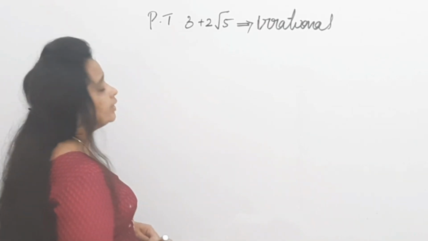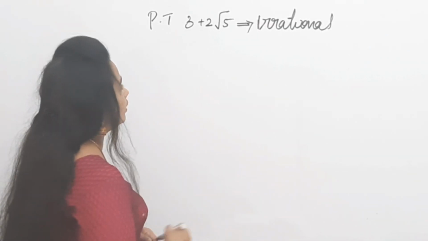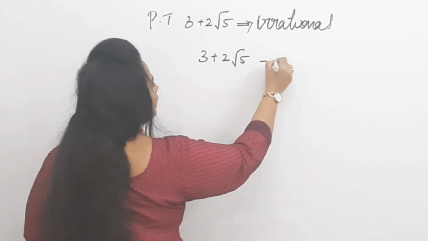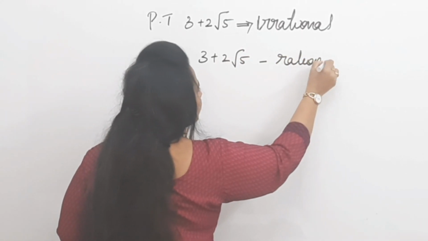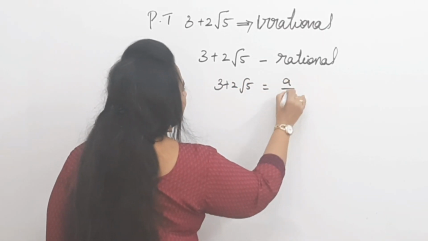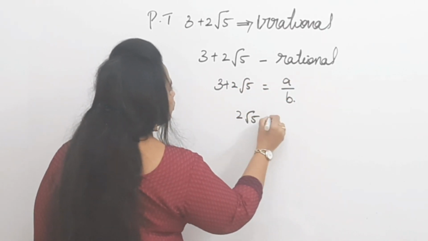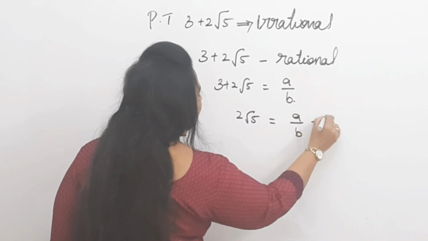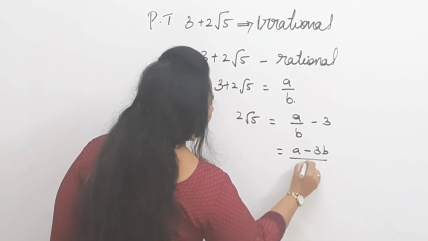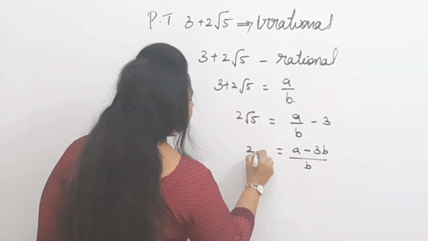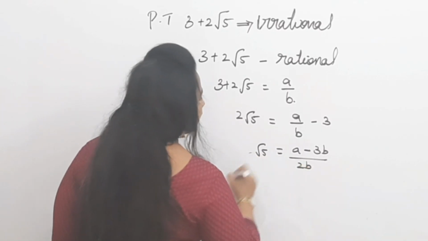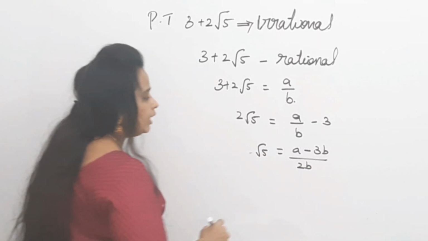Children, prove that 3 plus 2 root 5 is irrational. So how do we prove it? Suppose 3 plus 2 root 5 is rational. So what I would take? If it is rational, 3 plus 2 root 5 is equal to a by b. So I would have 2 root 5 is equal to a by b minus 3, which is equal to a minus 3b divided by b. So that is equal to 2 root 5. So my root 5 is equal to a minus 3b divided by 2b.